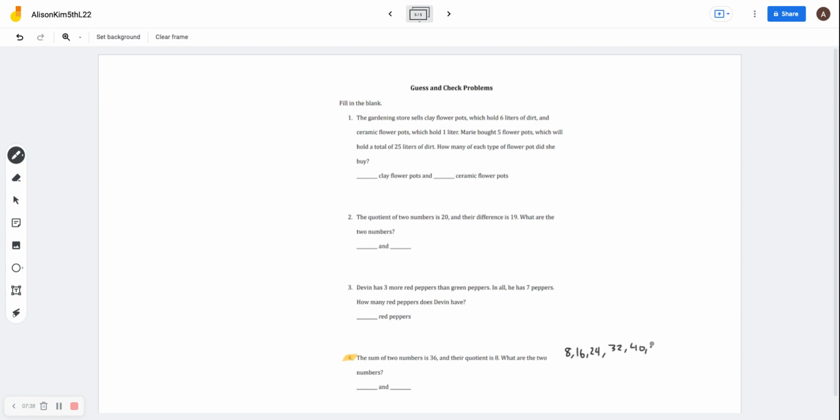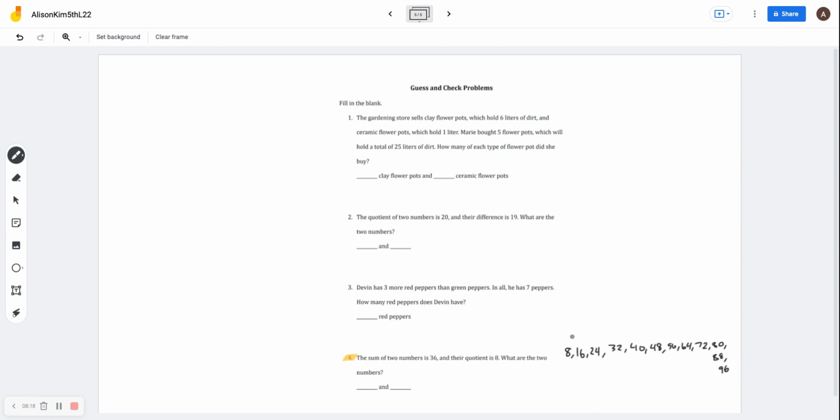8 times 6 is 48. 8 times 7 is 56. 8 times 8 is 64. 8 times 9 is 72. 8 times 10 is 80. 8 times 11 is 88. And 8 times 12 is 96. So keeping these multiples of 8 in mind, now we have to find out what plus what can possibly equal 36.